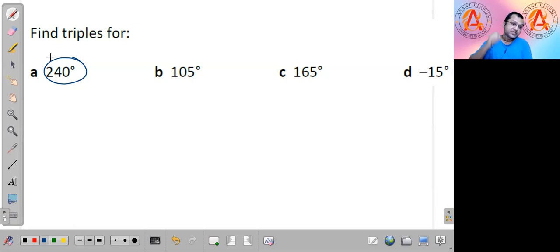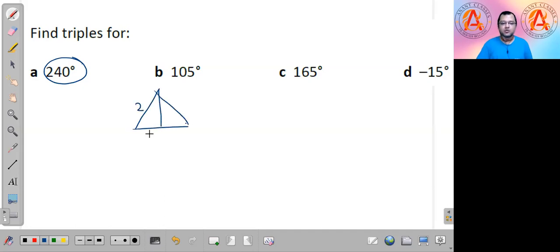We cannot memorize triples of all angles. We know only triples of some standard angles. So using the standard angles, how can we get 120? Yes, correct, 120 plus 120, exactly. Now suppose I don't know 120. Let's say I don't know 120, but I know 60 definitely.